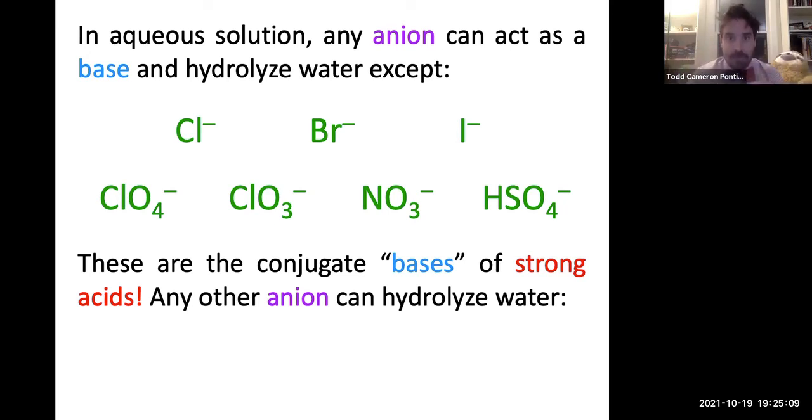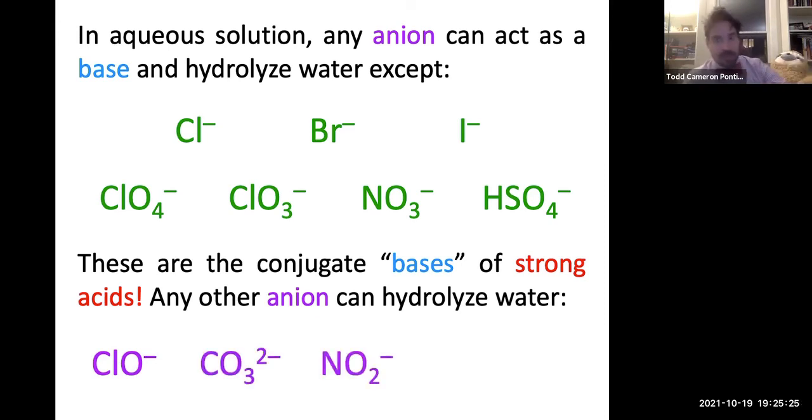Okay, so generally speaking, anything else with a negative charge that's not the conjugate base of a strong acid can act as a base in aqueous solution. So other examples, ClO minus, hypochlorite, can act as a base. Carbonate, CO3 2 minus, can act as a base. NO2 minus, nitrite, can act as a base. F minus can act as a base. These are not the conjugates of strong acids, et cetera.